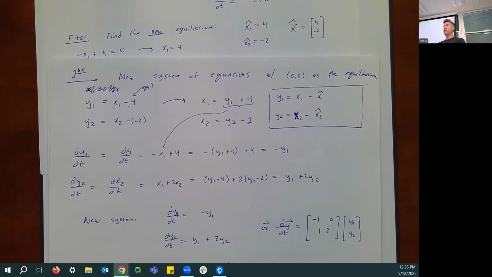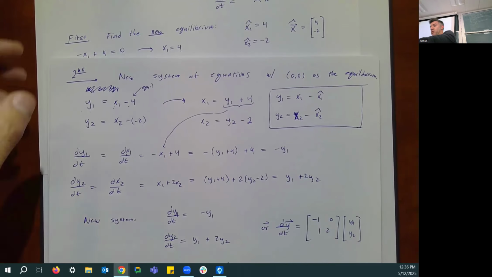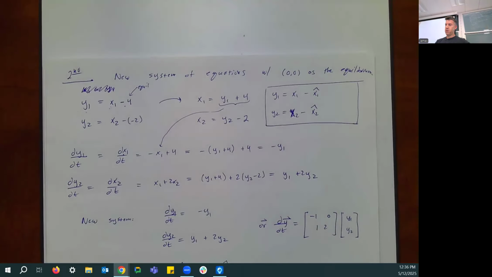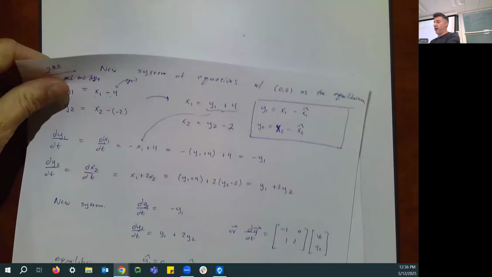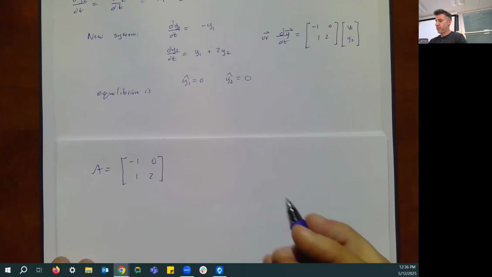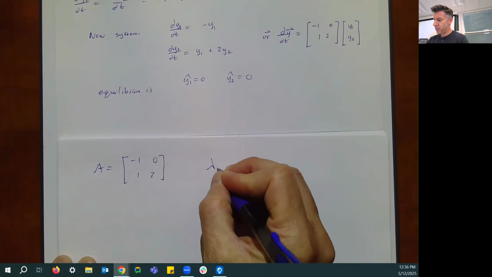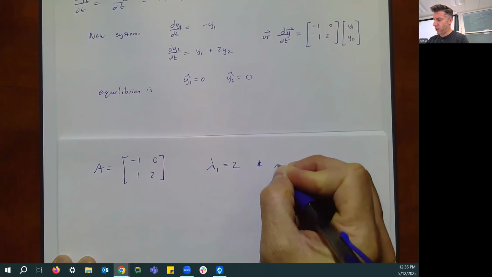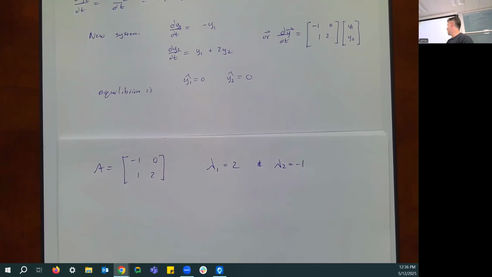So the rest of this is not terrible in that we've done it a few times already. We know how to solve a system like this. In fact, we're blessed with a very easy system here. Our matrix is negative 1, 0, 1, 2. We already know the eigenvalues. The eigenvalues are +2 and -1, not in any particular order. I just wrote the positive one first because I wanted to.